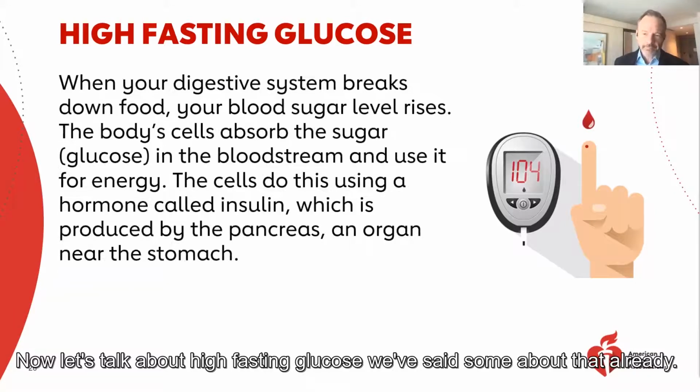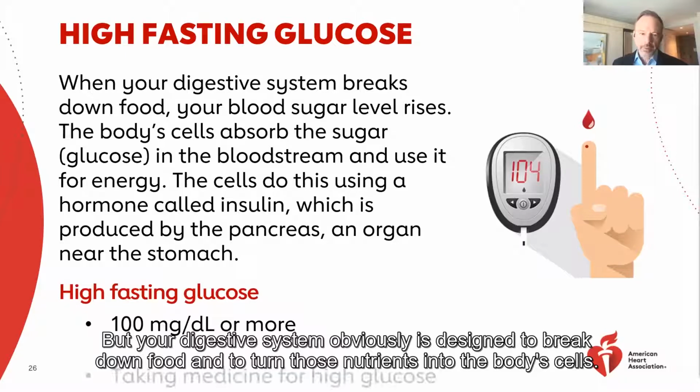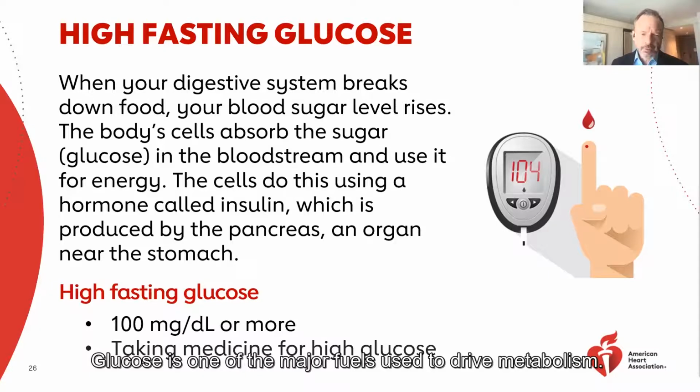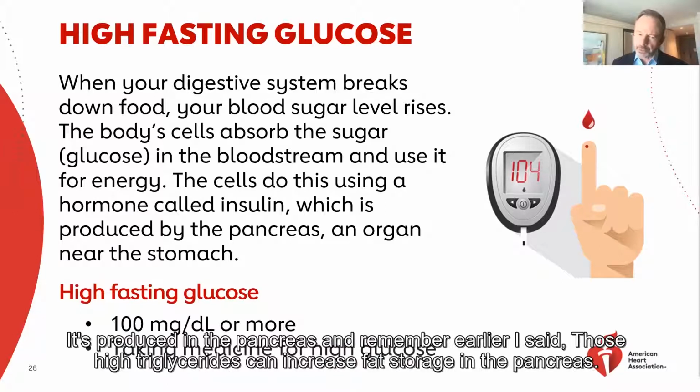Now let's talk about high fasting glucose. We said some about that already, but your digestive system obviously is designed to break down food and to turn those nutrients into the body's cells. So rebuilding, building, and that has to be transported in the bloodstream. Glucose is one of the major fuels used to drive metabolism. Insulin helps regulate the level of glucose in the blood and helps cells take up glucose to be used as a fuel for metabolism. It's produced in the pancreas.